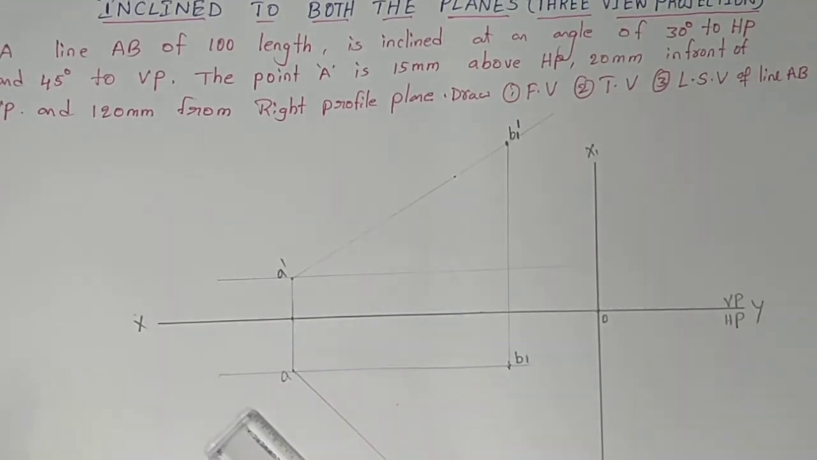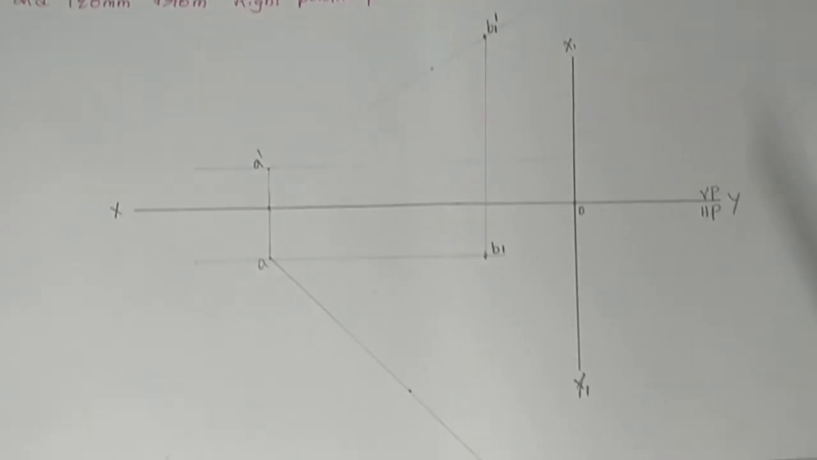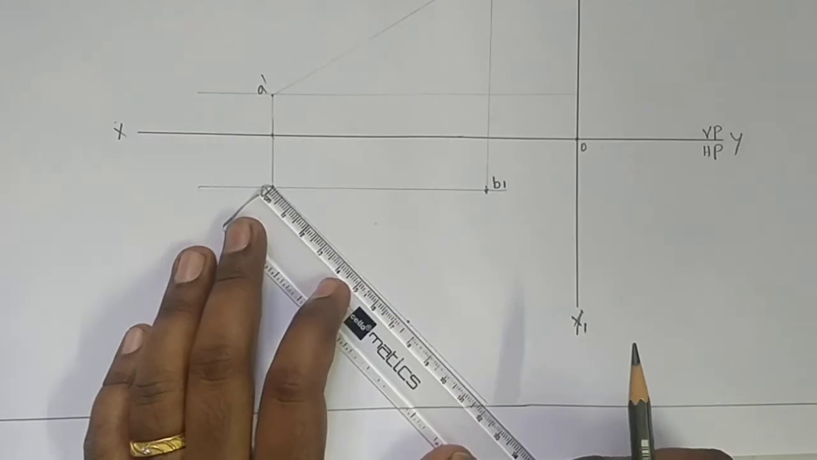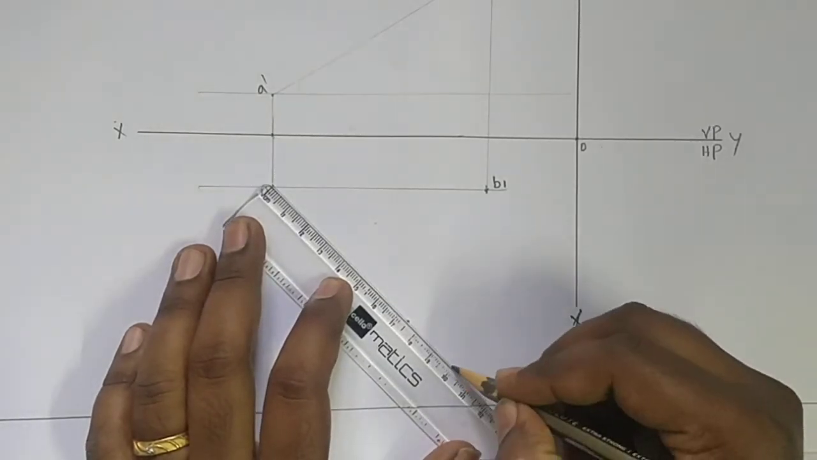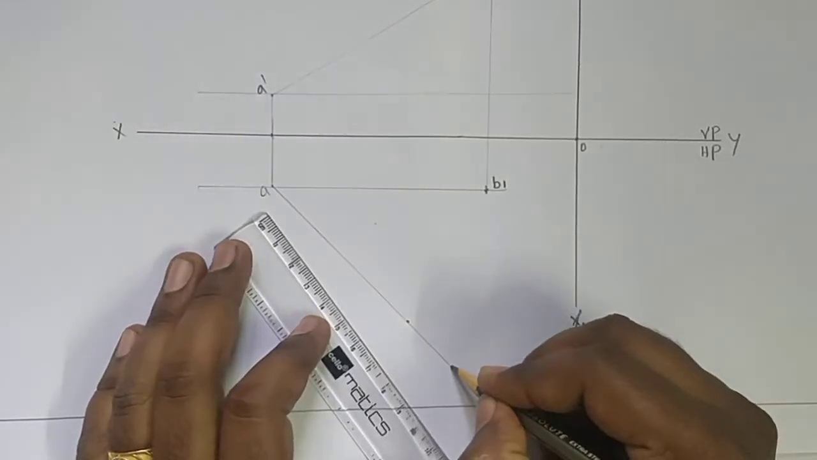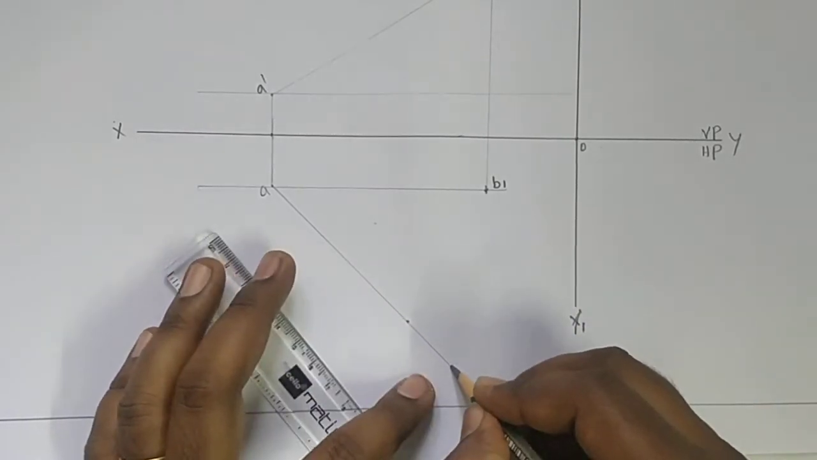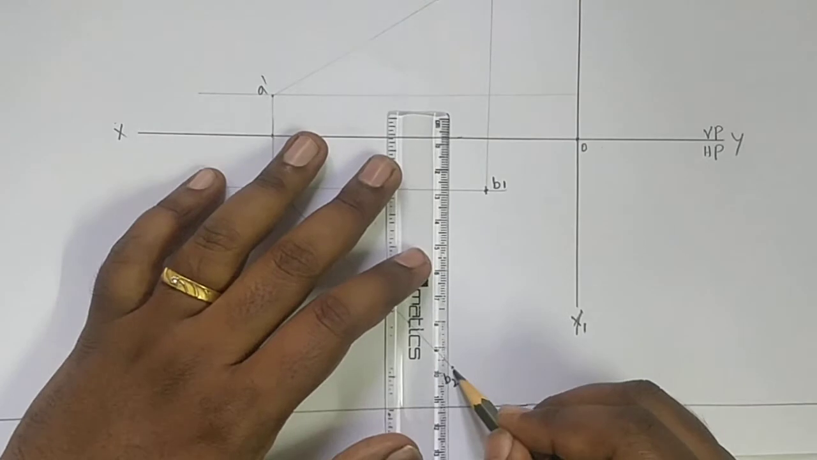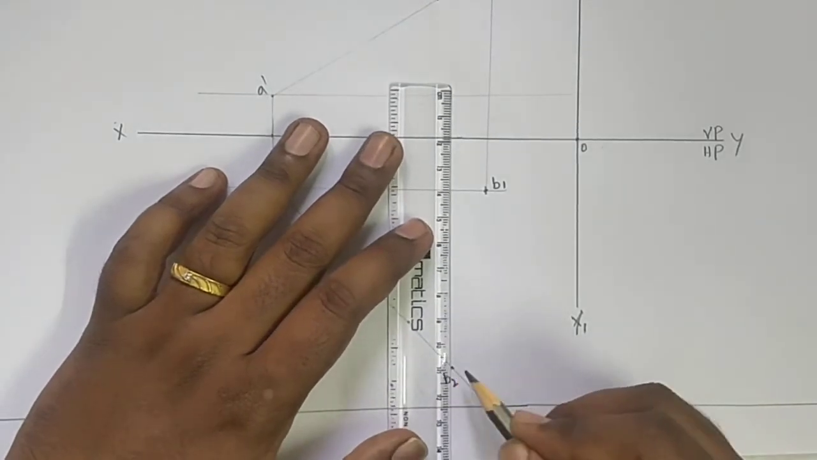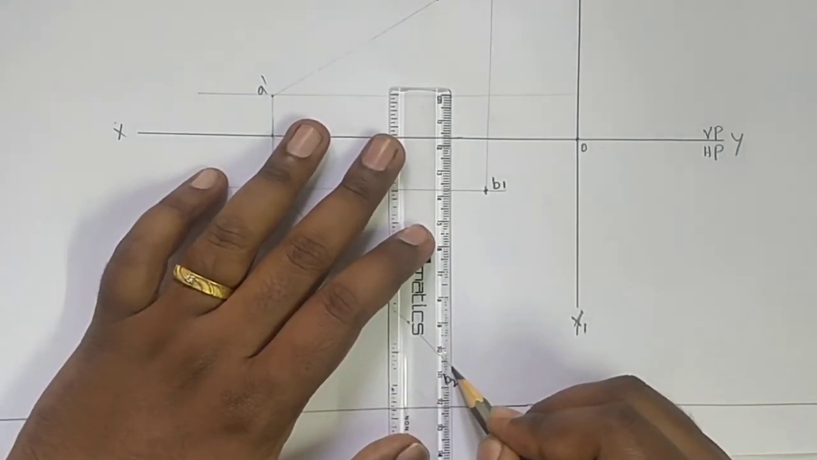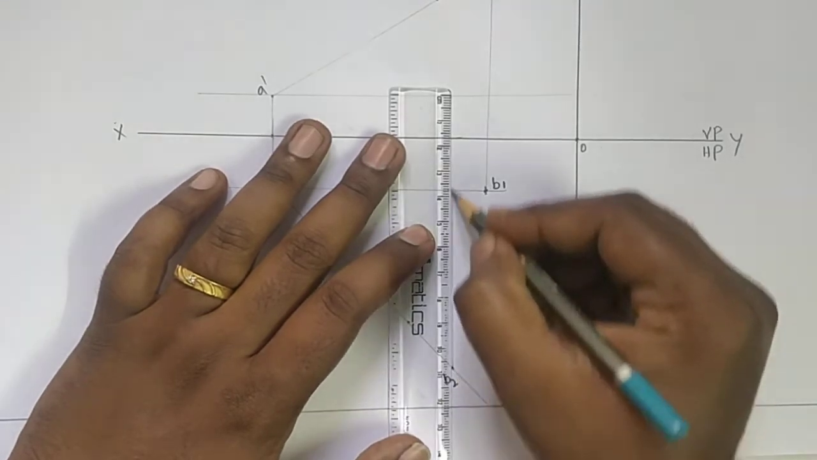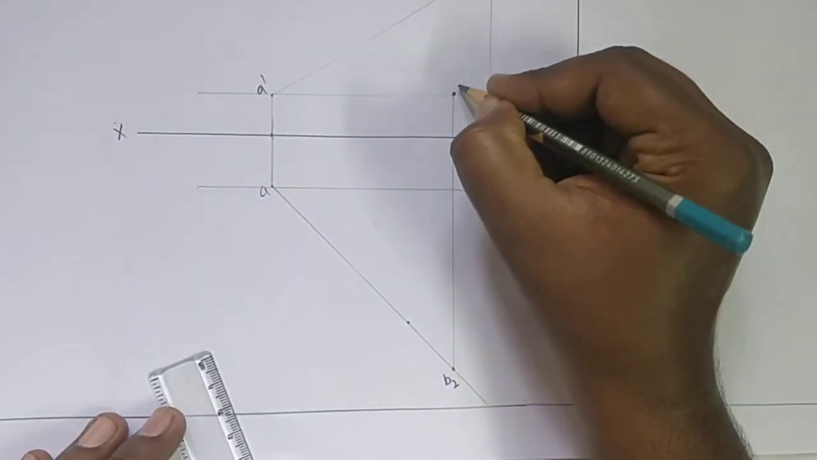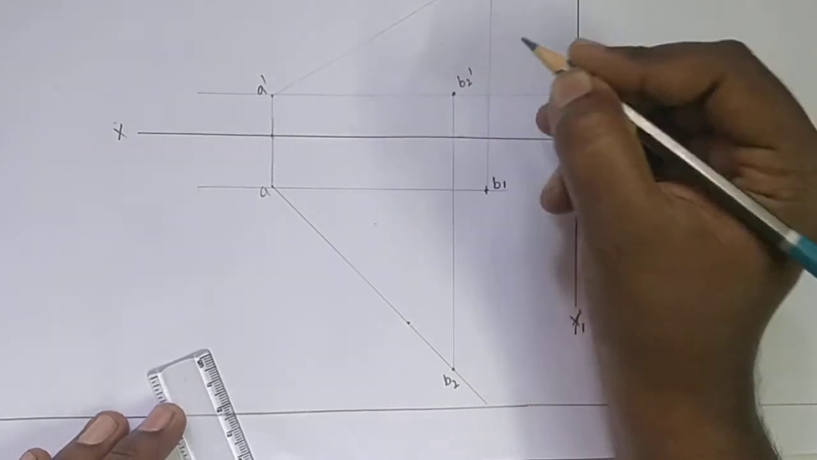Okay, next measure 100 millimeters on this line. It is the 100 millimeters point, and this one is B2. Next, from B2 draw one perpendicular line up to the locus of A dash.